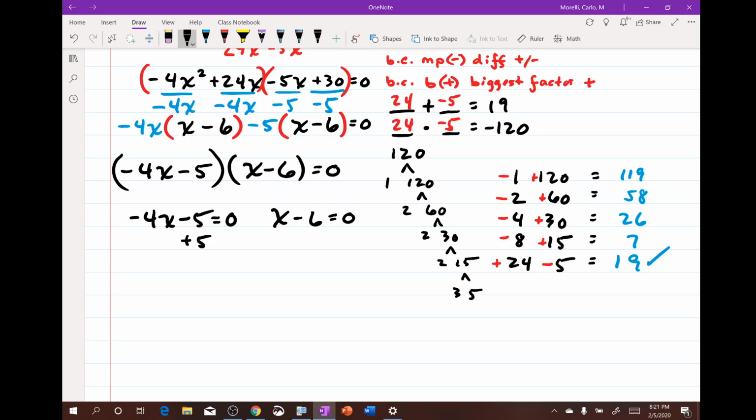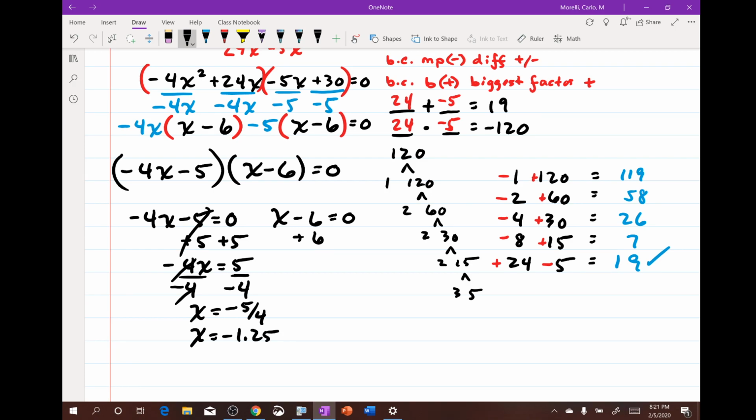Let me add 5 to both sides here. Negative 4x equals 5. Divide both sides by negative 4. x equals negative 5 fourths, or you could say x equals negative 1.25. Here I'll just add 6 to both sides, and I have x equals 6. So my solution set here is negative 1.25, comma 6.